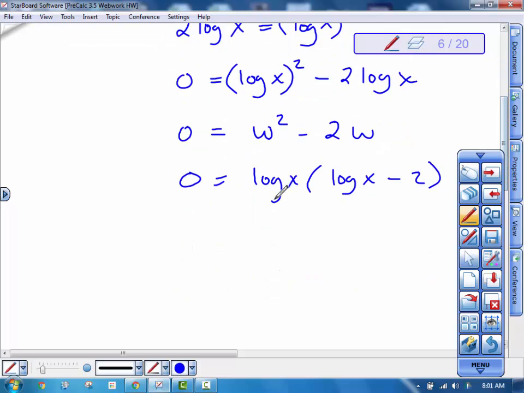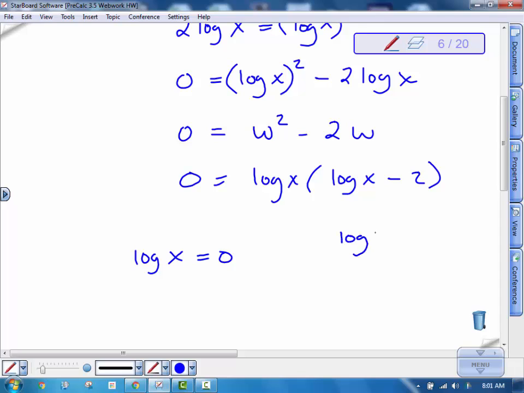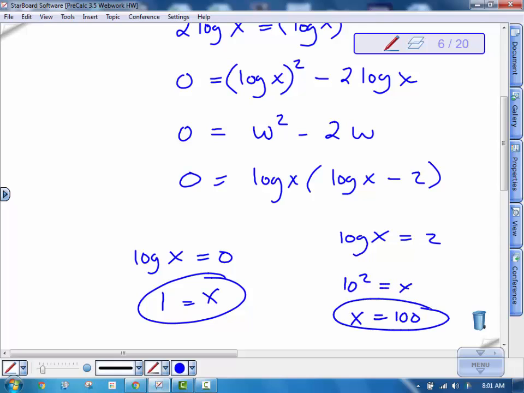And so I'm solving both of these for when the log of x is 0, and for when this quantity is equal to 0, or when the log of x is equal to 2. Those are the two equations I need to solve. This is 10 to the 0th equals x. In this case, 10 to the 0th is really just 1, so x equals 1 is a solution. And then this is 10 squared equals x, so x equals 100 is another solution.